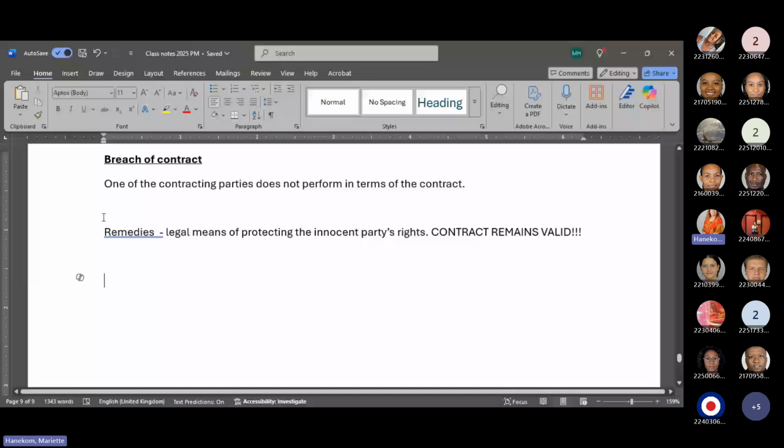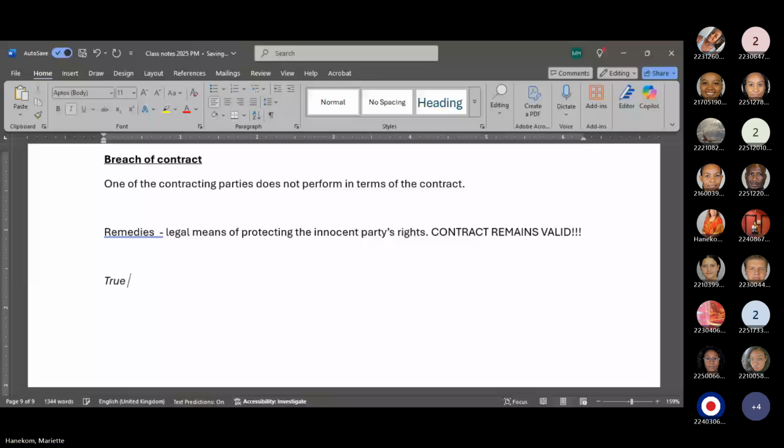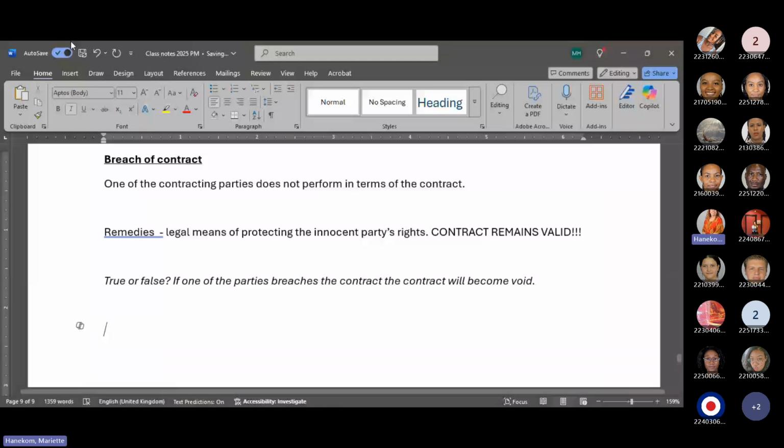In fact, just one of my distinction questions, I'm going to perhaps ask that either in the first test or in the exam. Answer to that is, it is absolutely false. The contract does not become void. It remains valid.